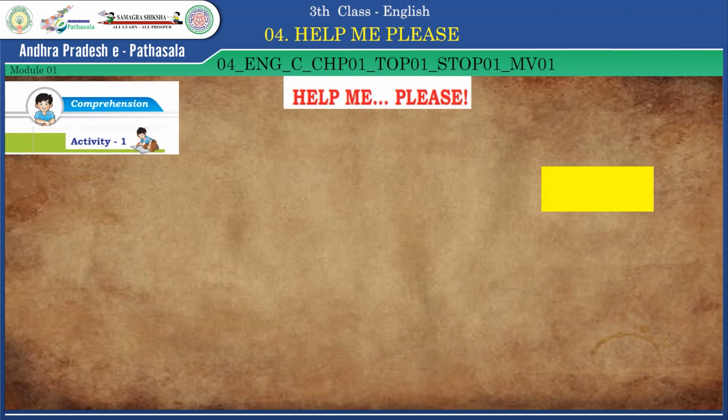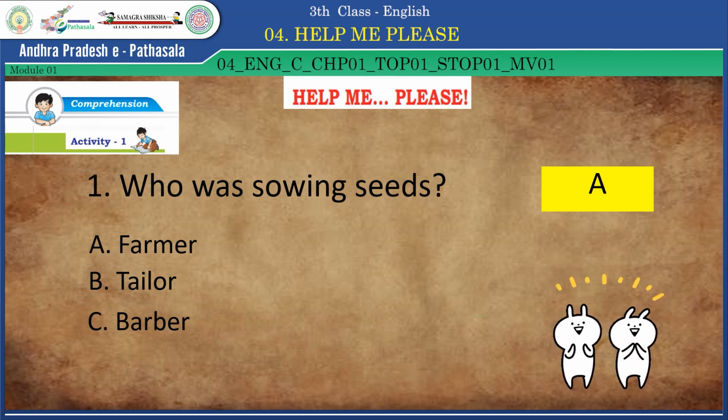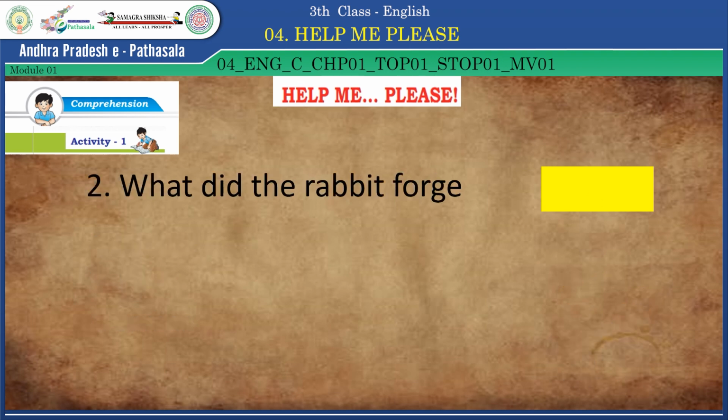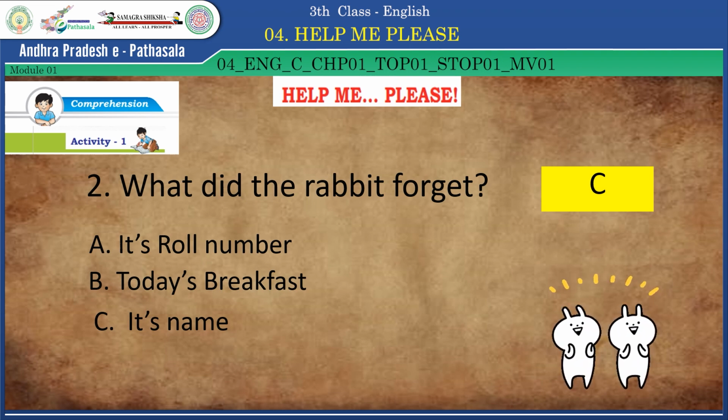Now answer these questions. Who was sowing seeds? A. Farmer. B. Tailor. C. Barber. Yes, you are correct. The answer is A. Farmer. Well done, children. What did the rabbit forget? A. Its roll number. B. Today's breakfast. C. Its name. Yes, you are correct. The right answer is C. Its name. Well done, children.